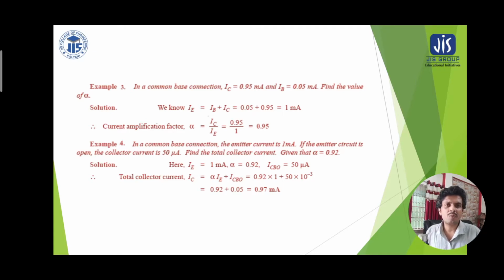In a common base connection, the emitter current is 1 milliampere. If the emitter circuit is open, the collector current is 50 microampere. Find the total collector current, given that alpha is equal to 0.92. So here the emitter current is 1 milliampere and alpha is 0.92. So therefore ICBO is equal to 50 microampere. Now total collector current IC is equal to alpha IE plus ICBO, that is equal to 0.92 plus 0.05, that is equal to 0.97 milliampere.